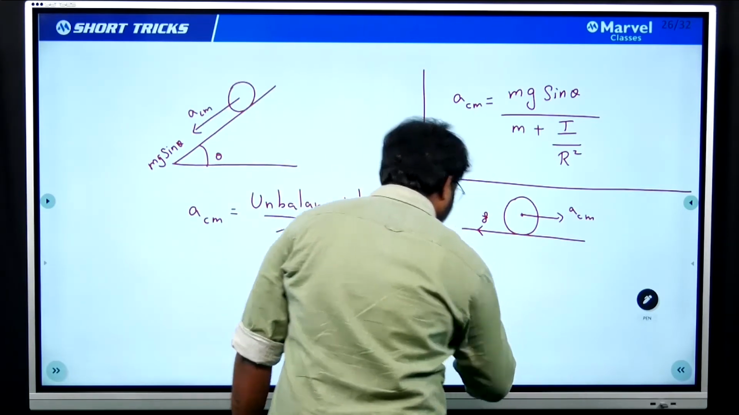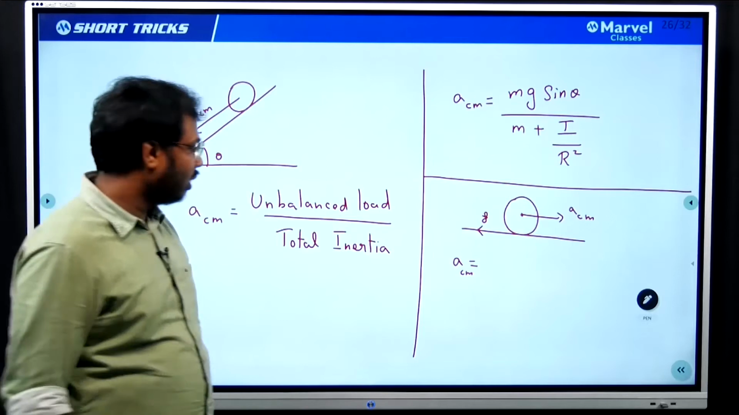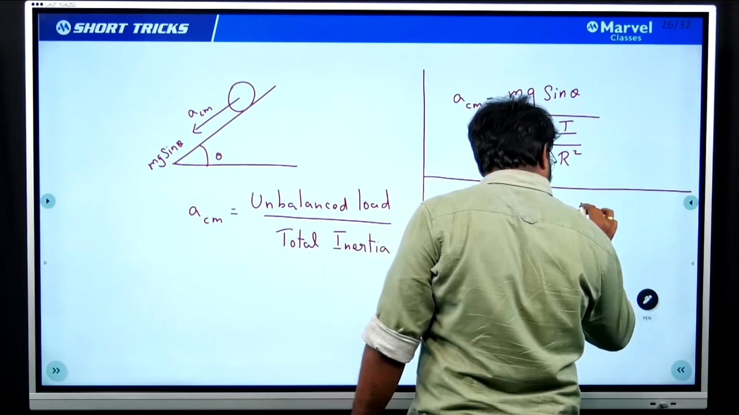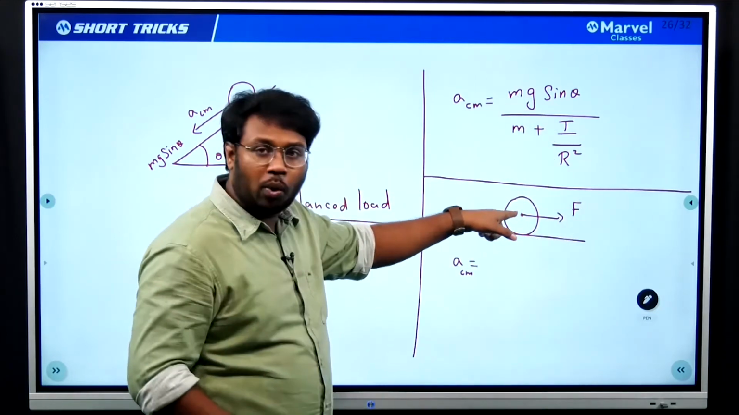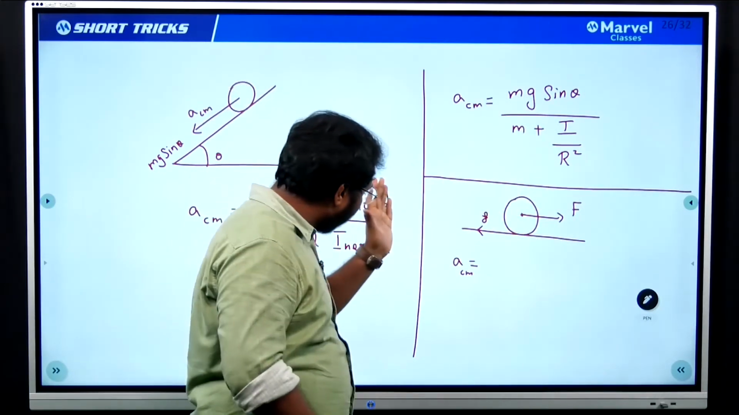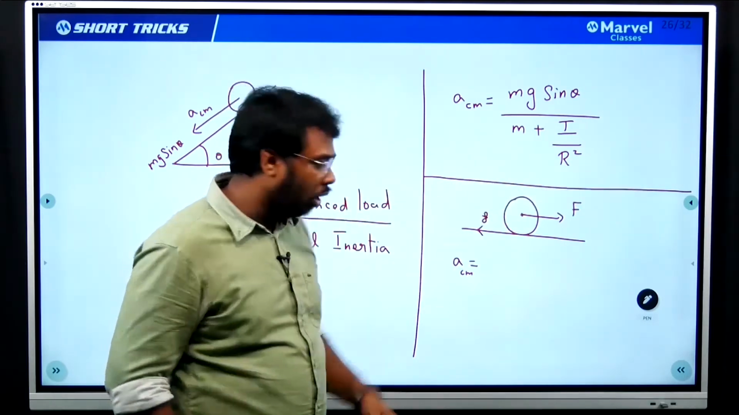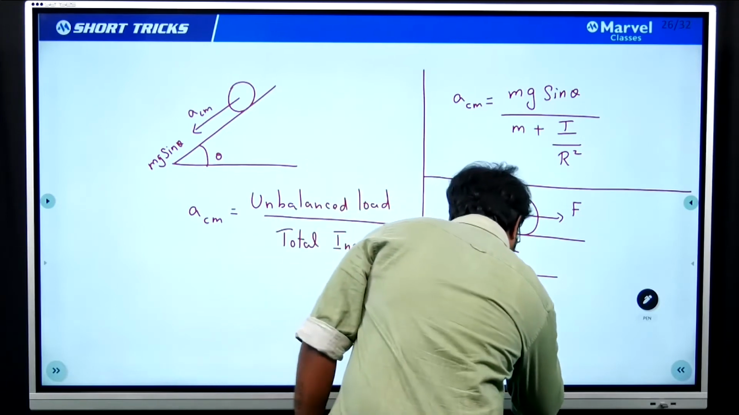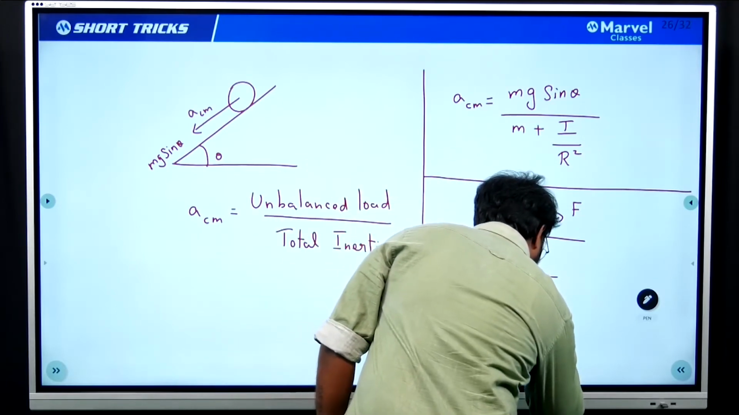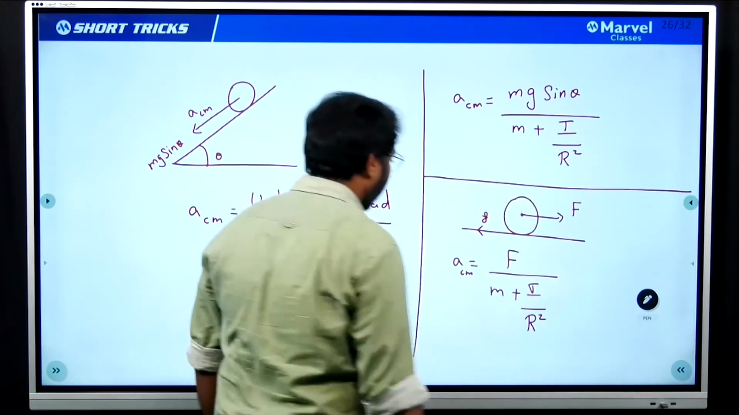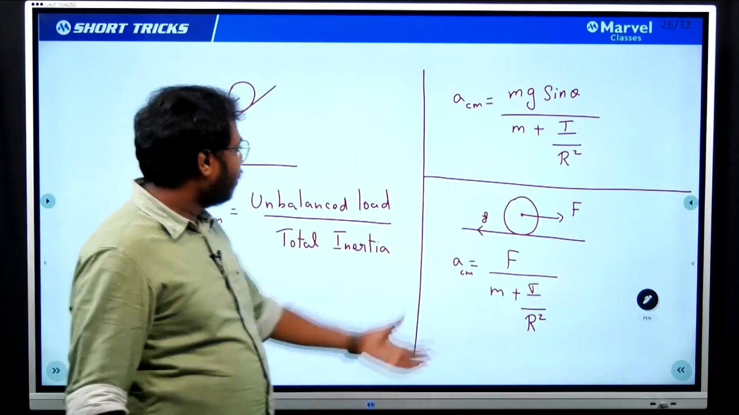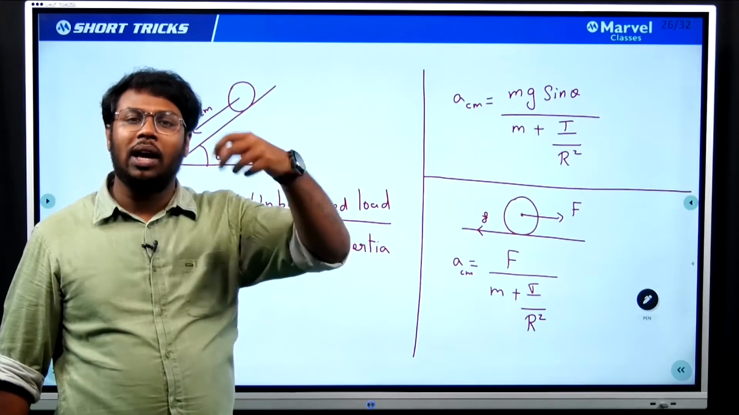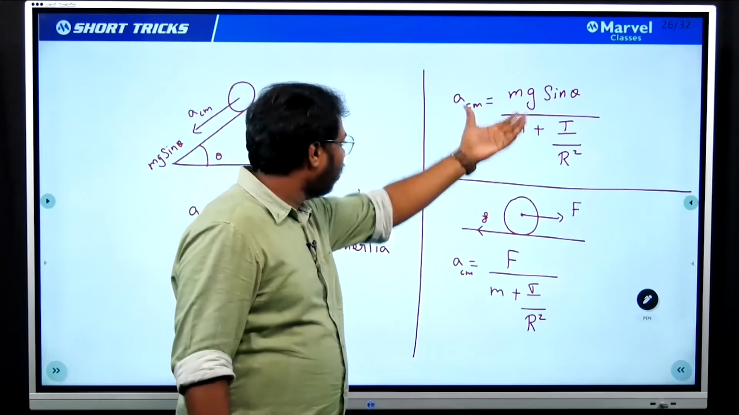This acceleration is given as the force acting on it, capital F. That force is the one responsible for making this body roll on the horizontal surface. So capital F divided by m plus I by r squared. See, both the formulas are actually similar, but there is only a very small change between these two.